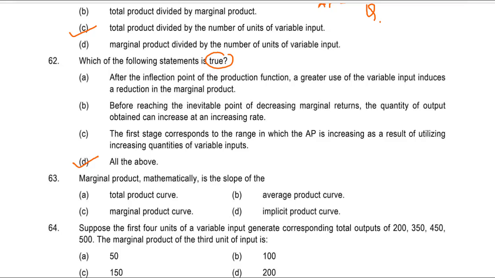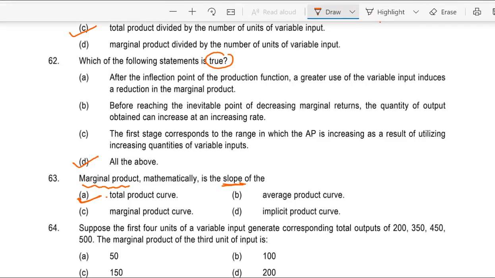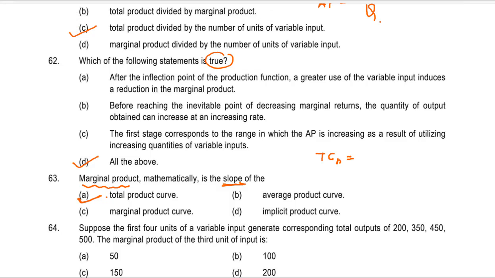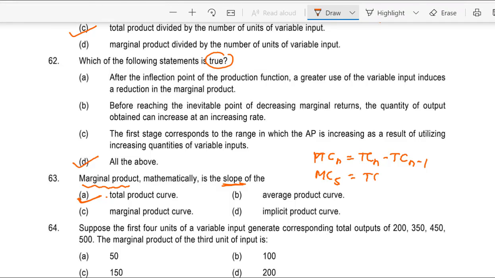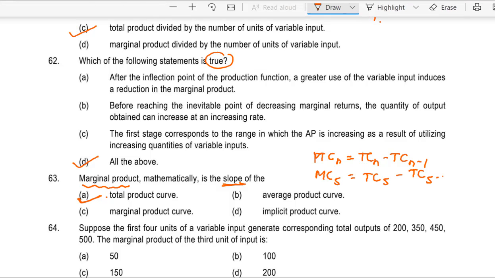Marginal product mathematically is the slope of A, total product curve, B, average product curve, C, marginal product curve, D, implicit product curve. So as all of you know, marginal product is the slope of total product curve, because the difference in the total product is known as marginal product. MC n equals TC n minus TC n minus 1. Supposing MC5 equals TC5 minus TC5 minus 1.